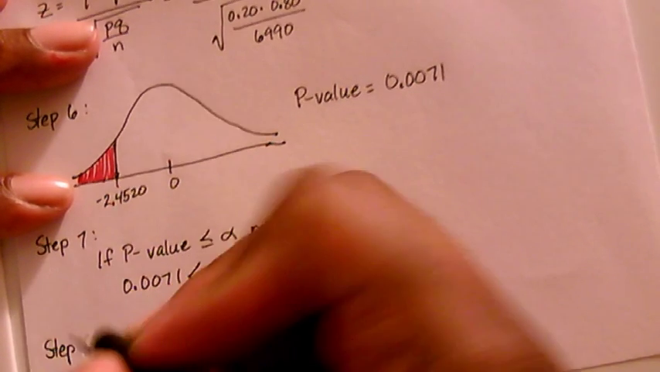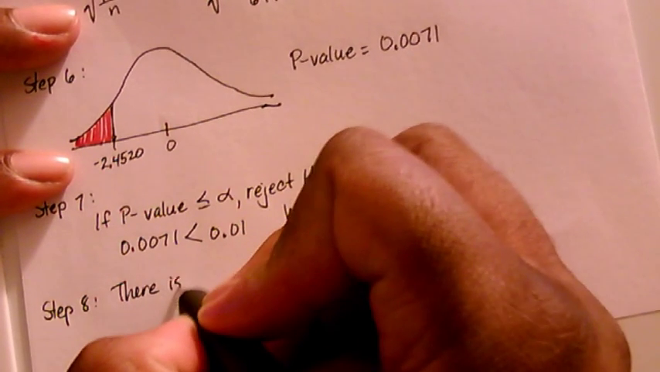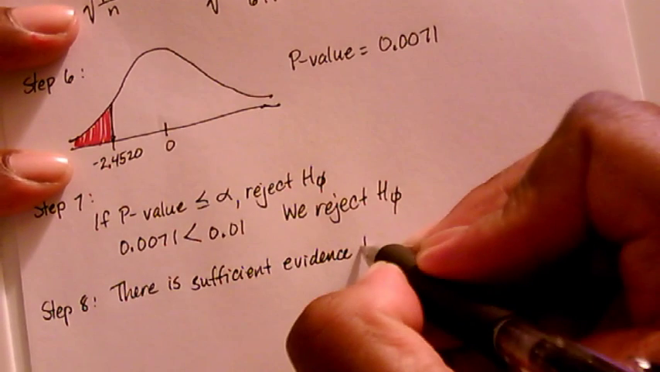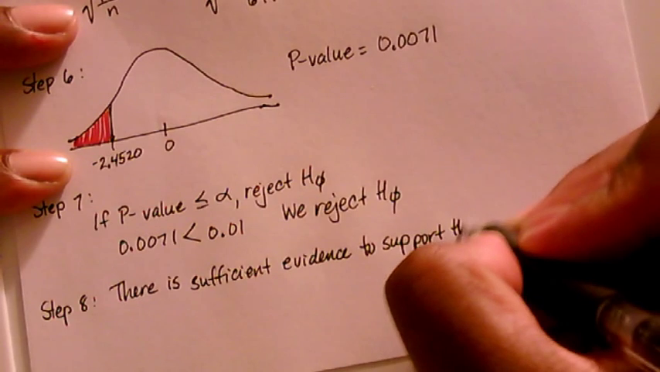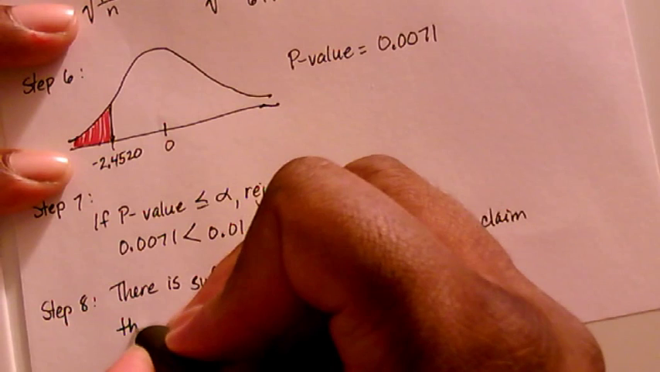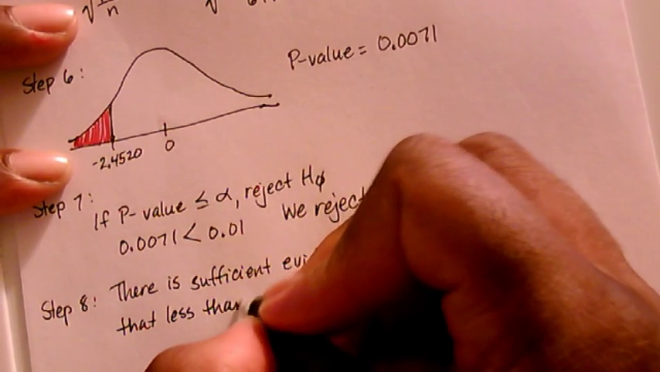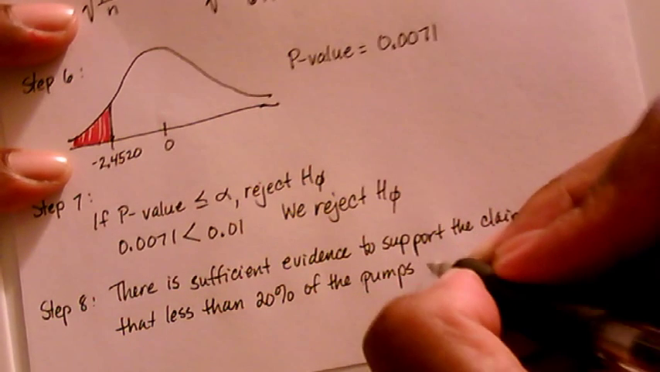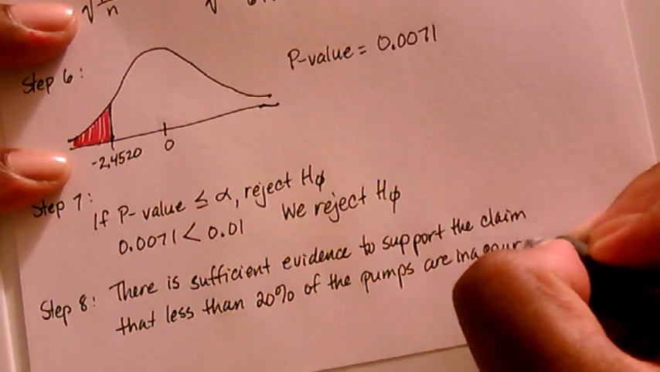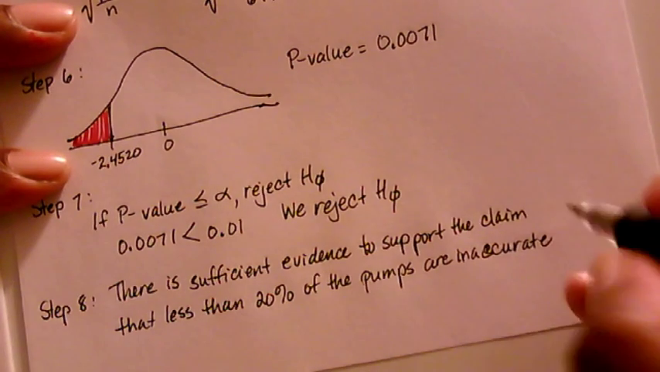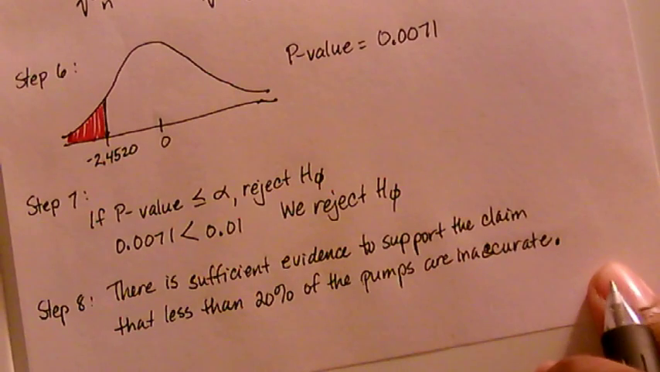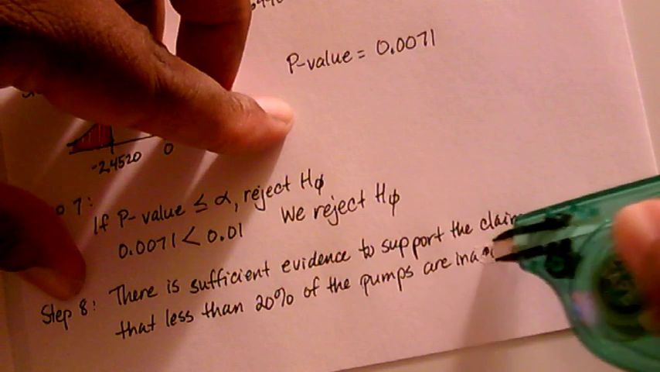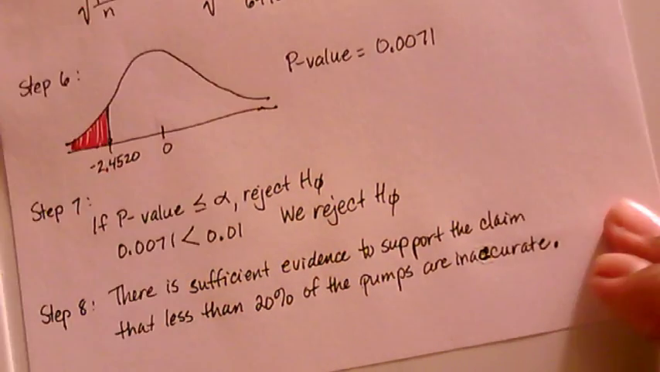So step number 8 is our conclusion, where there is sufficient evidence to support the claim that less than 20% of the pumps are inaccurate. Okay, that's a C right there.